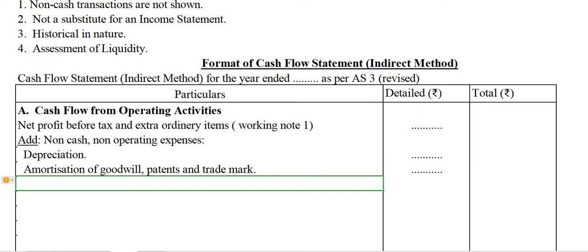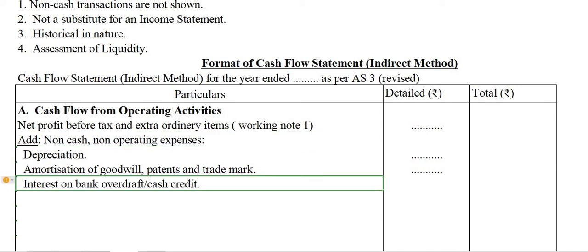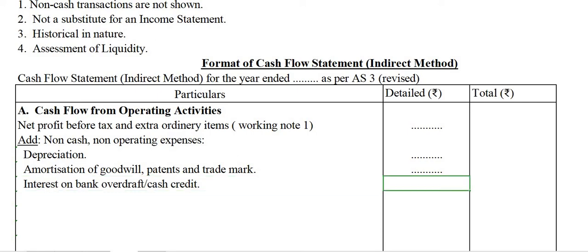Then next we can see interest on bank overdraft and cash credit. This is not a non-cash expense, but it is a non-operating expense. Here, see, non-cash, non-operating expenses we have to take. So interest on overdraft or cash credit is not at all an operating expense. It is not directly related to business transactions. These are indirectly related to that. So non-operating expenses, that also is taken.